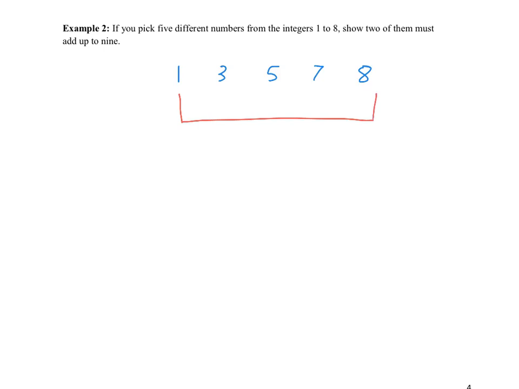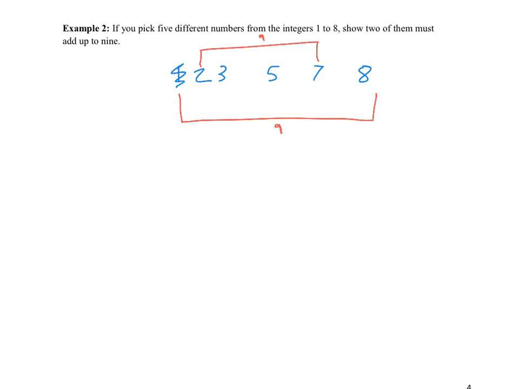But you might say, well, you picked 1 and 8. You didn't have to pick 1 and 8. You could have, instead of picking 1, we could have picked 2. But then, 2 and 7 would add up to 9. So our job is to prove that there will always be a sum that adds up to 9, no matter what. And to do this proof, it would be pretty cumbersome to try all of the possibilities.